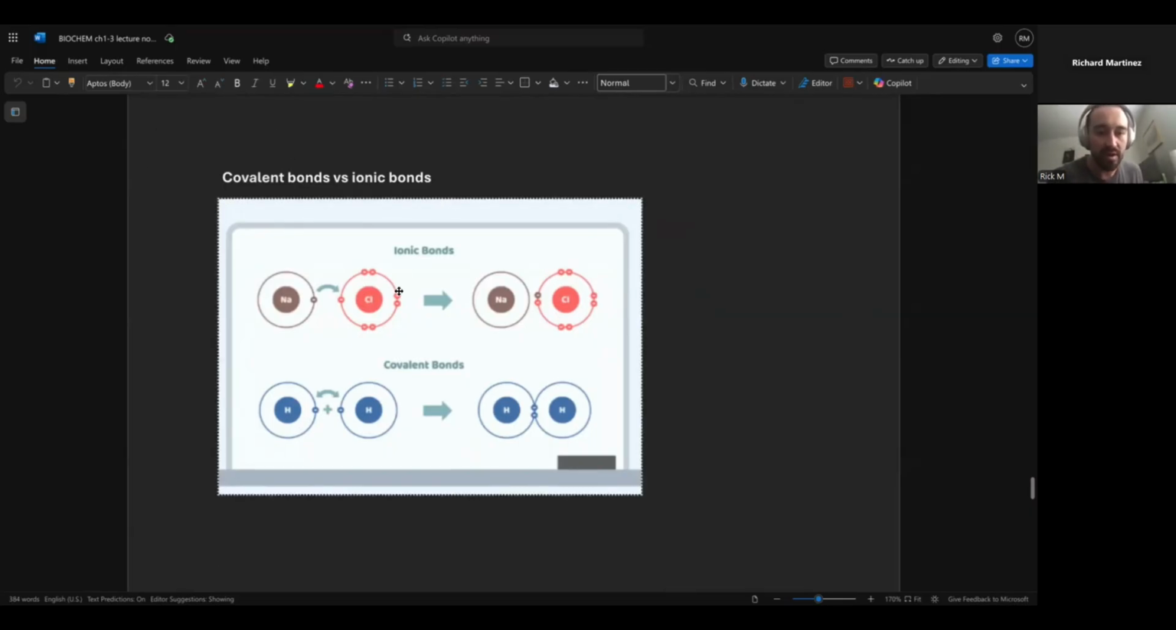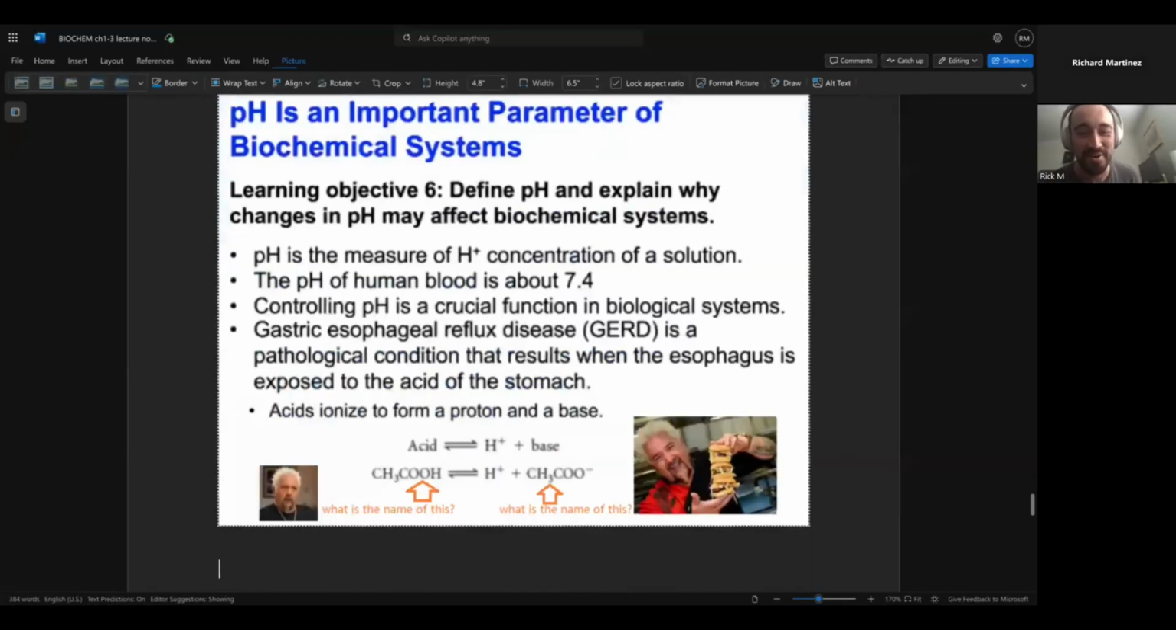Picture of covalent bonds, ionic bonds. Ionic, it just goes, hey, I need everything. You're selfish. Covalent bonds, they share. These are married. This is the Tinder. Okay, so then we got acid base.